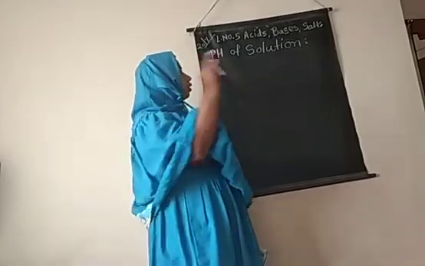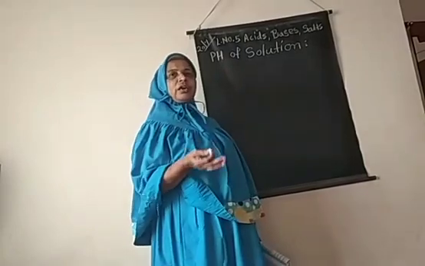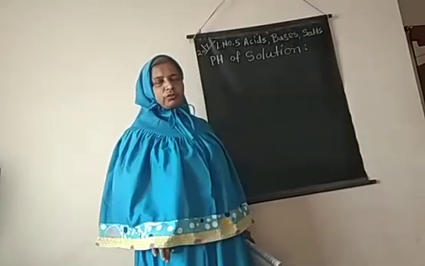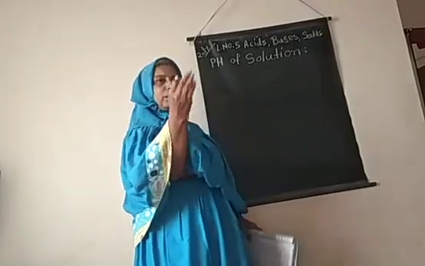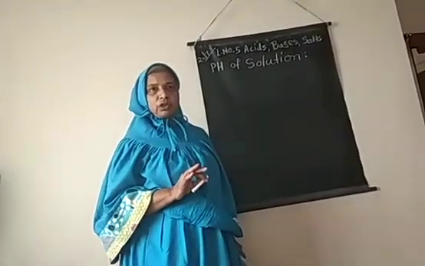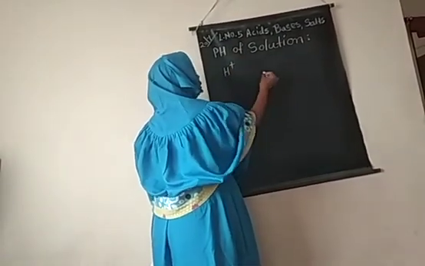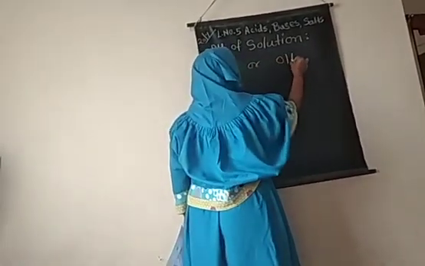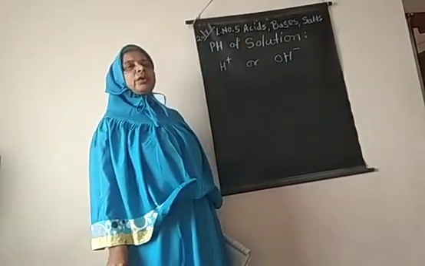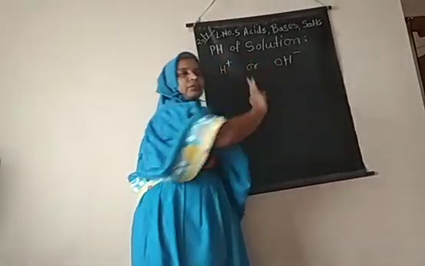The number of H plus or OH minus ions dissociating in the water, that is the meaning of dissociation, meaning replaced by the water. Water pushes out the ions present in the solution. So the number of H plus ions or OH minus ions dissociated by water gives the meaning of acid or base.